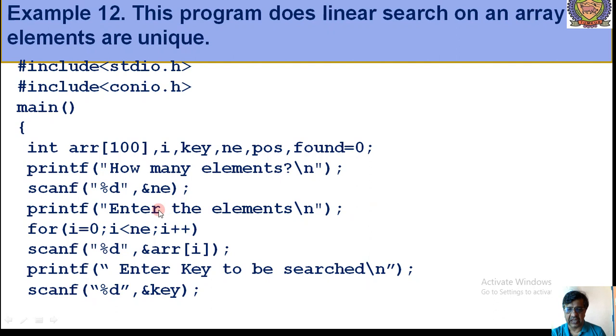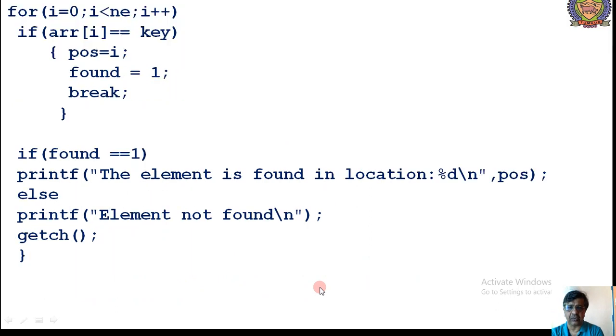How many elements? NE. Enter the elements. The user, upon looking at this particular prompt, will start entering the elements. Number of elements will be equal to NE. He will enter, let us say, 10 elements or 50 elements. Enter the key to be searched. The user will also enter the key that is to be searched.